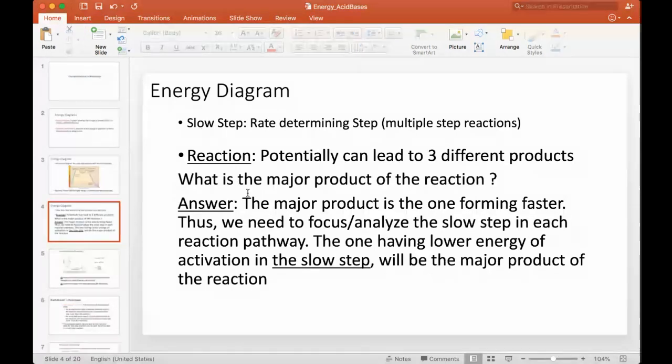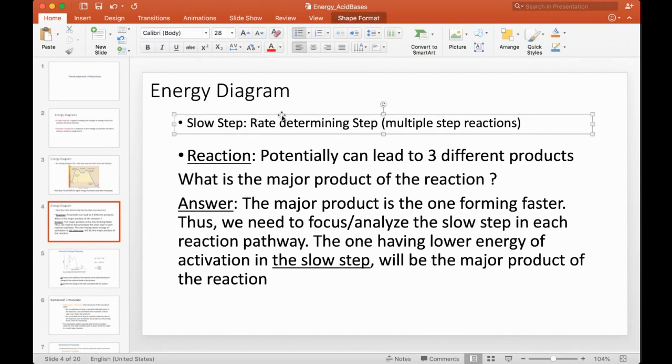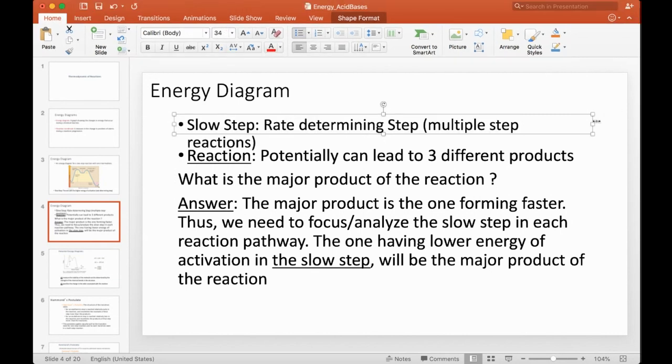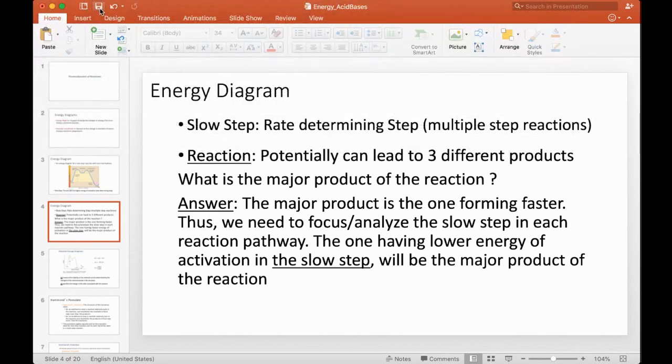On the slow step, because the slow step is the one that will determine the reaction rates. So you compare the slow steps, and the one having the lower energy of activation in the slow step is the favorite reaction pathway, and that is the major product of that specific reaction. Okay, that's really important and I wanted to emphasize it here. Any questions regarding this? Because it's something that I want you guys to understand well. All good? Okay, so we can continue with that idea.